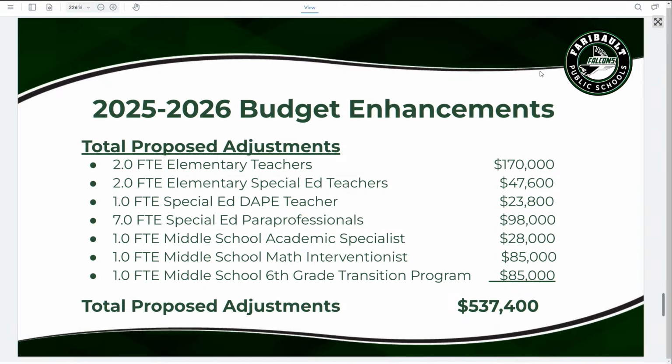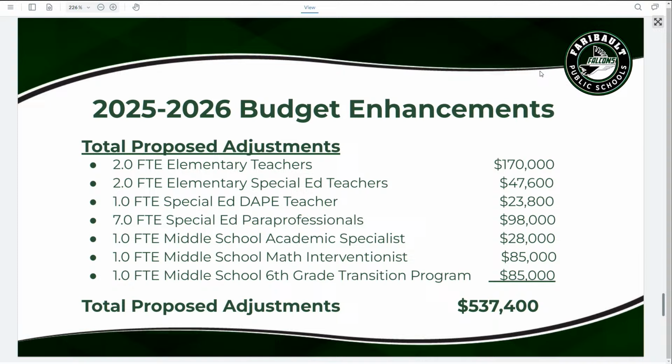The next 2 items on that list are designated for our Faribault Middle School. Our middle school still has a hefty goal of increasing our math scores and working on our math curriculum at that building level. And so these 2 positions are meant to support that goal and support that work to really try and provide some good support for our students. There's a 1.0 academic specialist and then a 1.0 math interventionist.